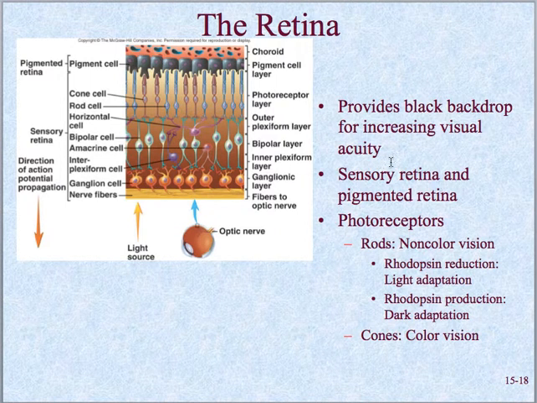Here, what I want you to know is that the ganglion cells are the cells that are giving rise to the optic nerve. Let me repeat that. The ganglion cells in the eye are giving rise to the optic nerve. Okay. The other thing is about the rods and the cones. The rods are for non-color vision, and so they play a role in light adaptation. The cones are for colored vision.